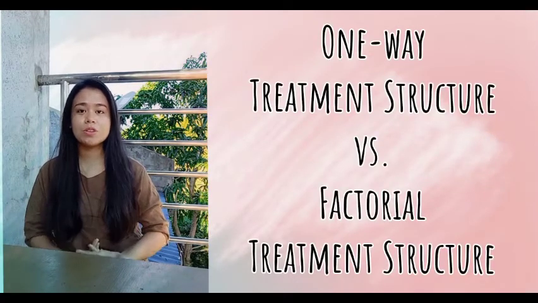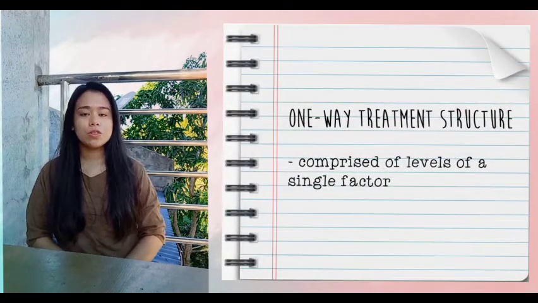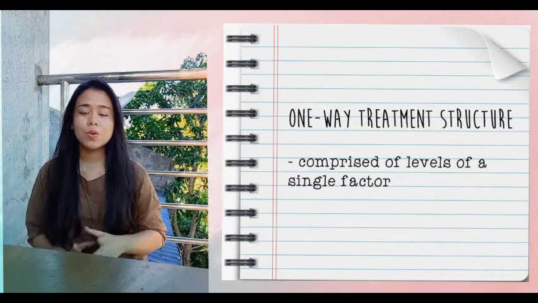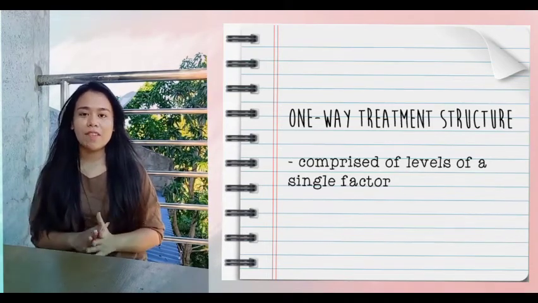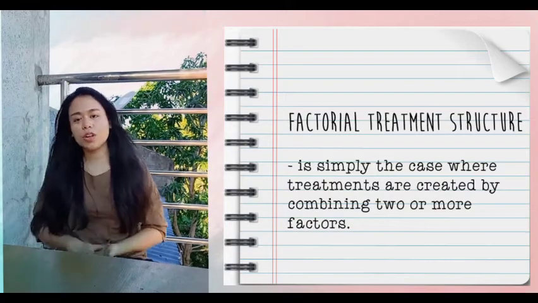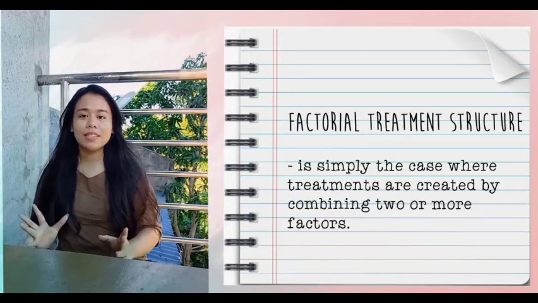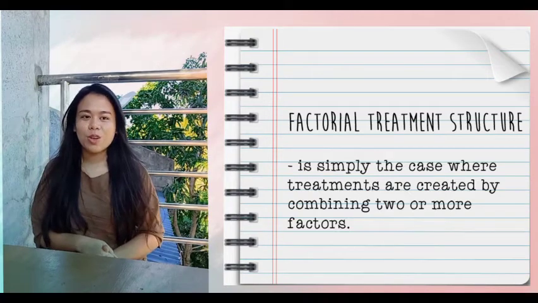Last but not the least, we have the one-way treatment structure versus the factorial treatment structure. The one-way treatment structure is comprised of levels of a single factor. Meaning, isa lang ka factor, pero damo na levels. While factorial treatment structure, on the other hand, is simply the case in which the treatments are created by combining two or more factors. Para mas ma-clarify, let us have some examples.